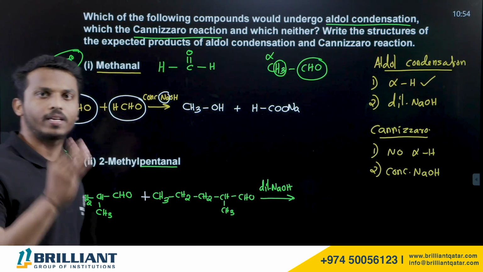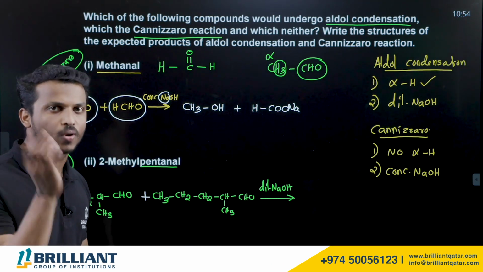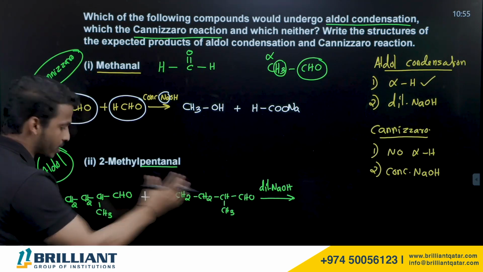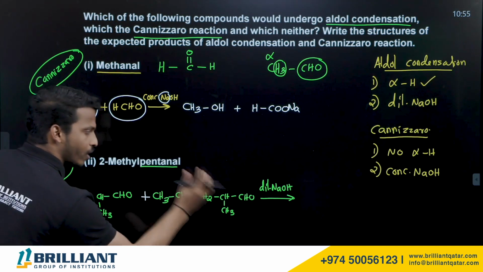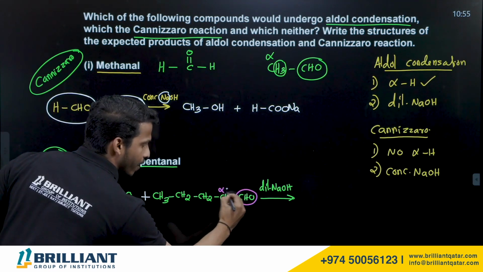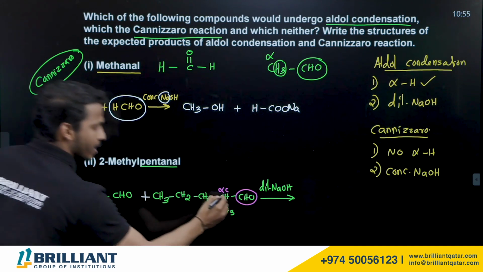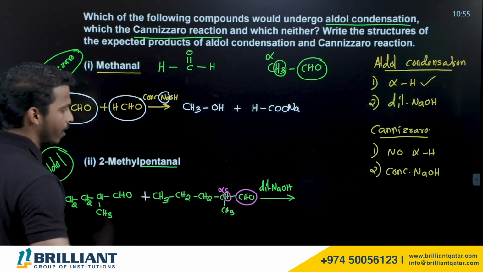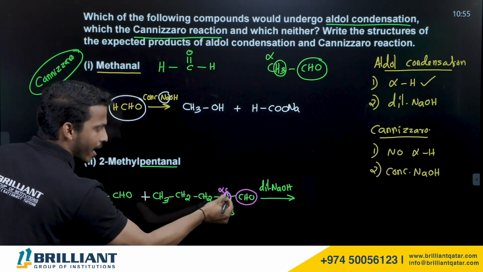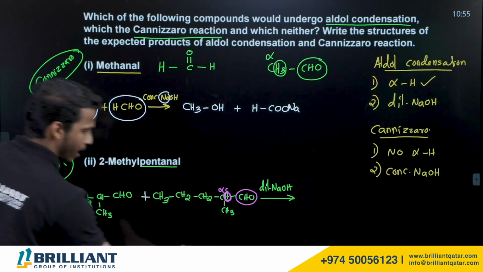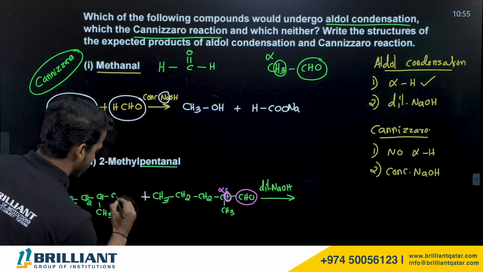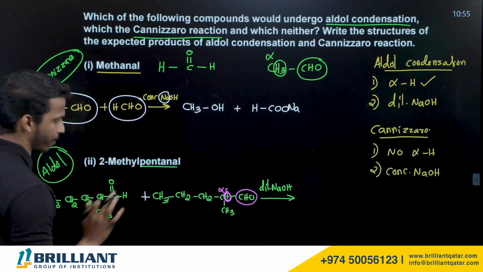I'll tell you a simple method to write the product during aldol condensation, dear all. This is the first compound and this is the second compound. In the second compound, this is the aldehyde, this is the alpha carbon, and this is the alpha hydrogen. Clear? From the second compound, take the alpha hydrogen and transfer it to the CHO group in the first compound.